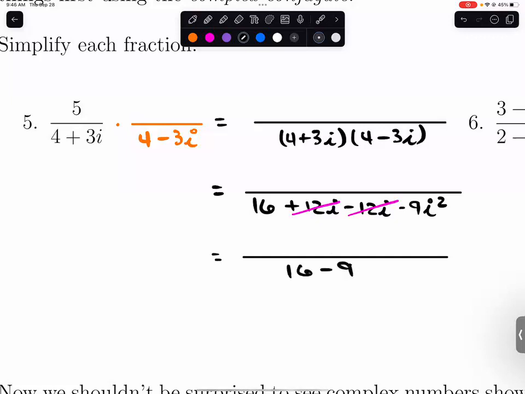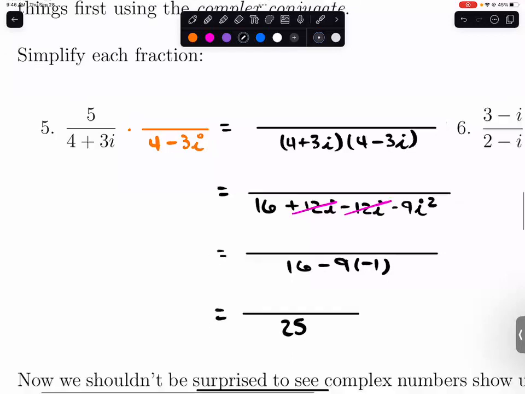But what do we know about i squared? It's -1. So what are we actually dividing by? 16 plus 9, right? We're dividing by 25. I know how to divide by 25, right? I can split a thing up into 25 equal parts.